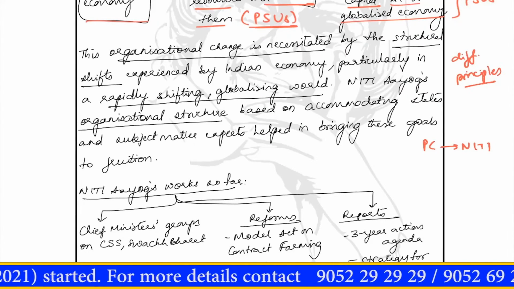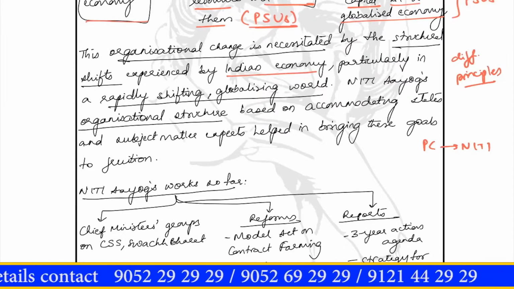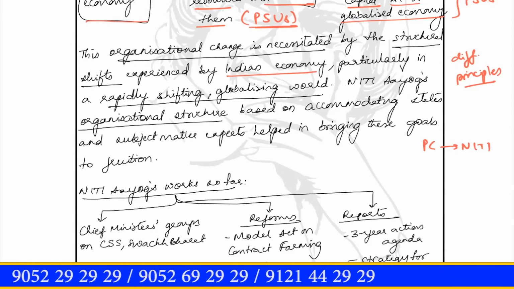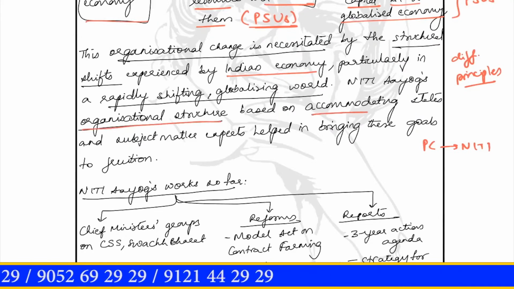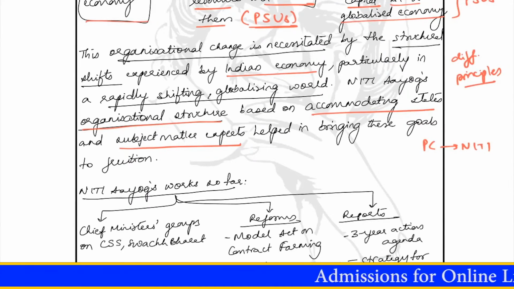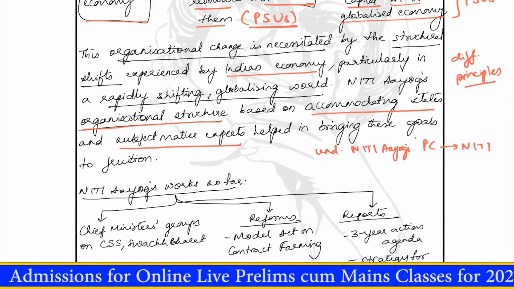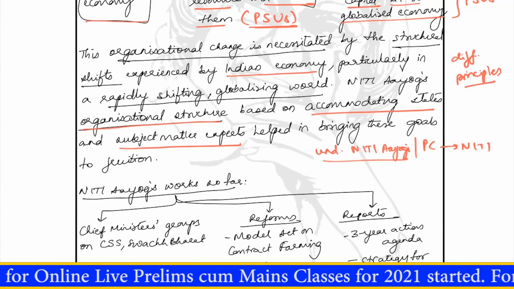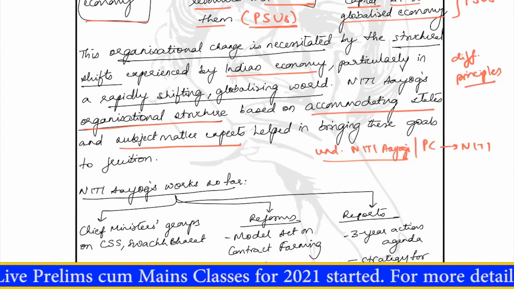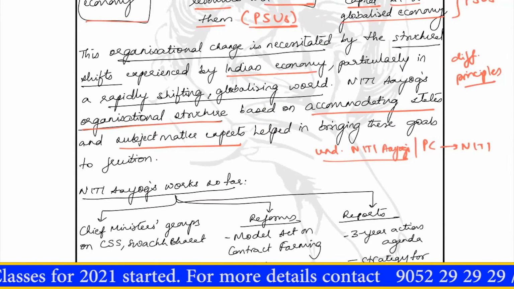This organizational change was necessitated by the structural shifts experienced by the Indian economy, particularly in a rapidly shifting, globalizing world. Niti Aayog's organizational structure, which is based on accommodating states and subject matter experts, also helped in bringing these goals to fruition. The goal here is not at all to mention the organizational structure of Niti Aayog. However, we are reflecting that we understand Niti Aayog's organization. We know it, but that is not asked. That is why we are using our understanding to say how the nature of organization of Niti Aayog has been instrumental in shifting the nature of planning in the Indian economy.